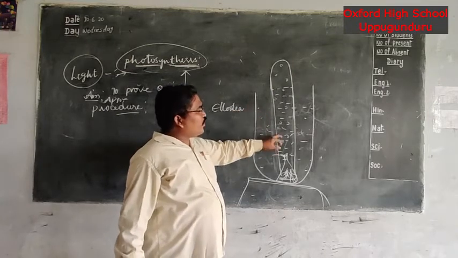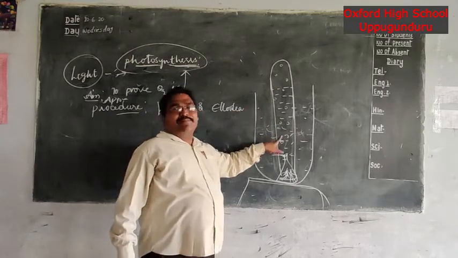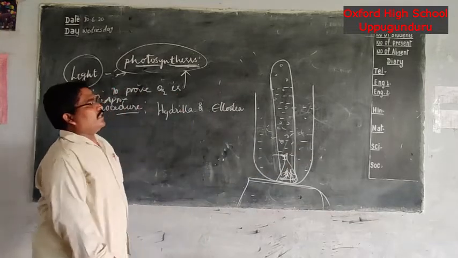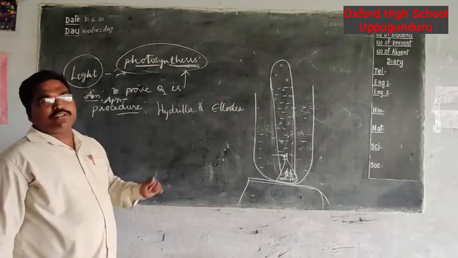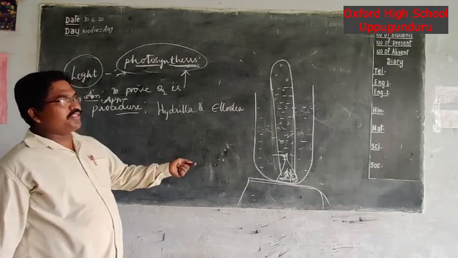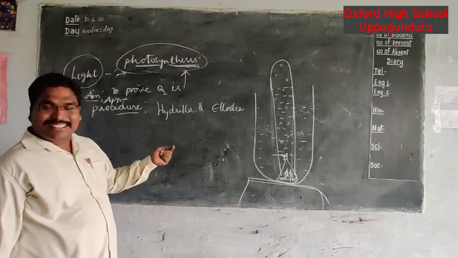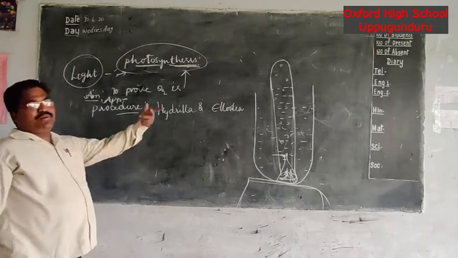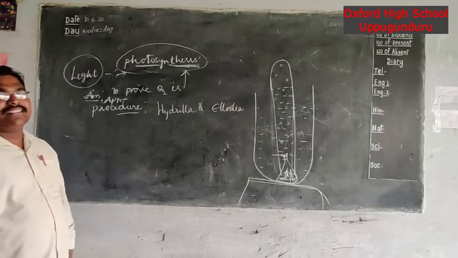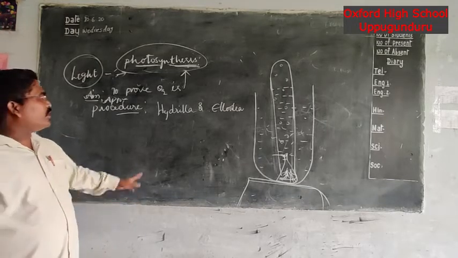Next, if you notice the setup which is present in the sunlight, it forms air bubbles. If you introduce a glowing matchstick or incense stick, it will burn into flames. So the gas is oxygen. So this is about this one.